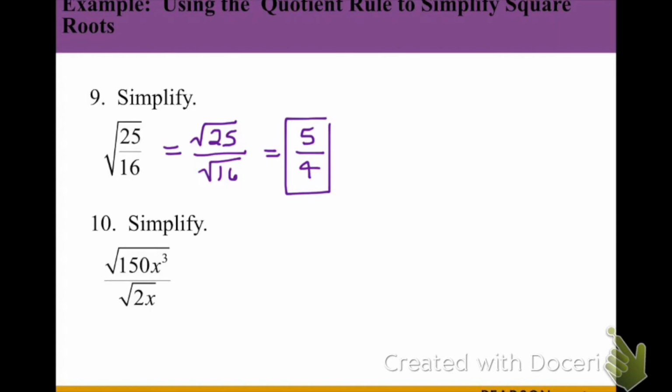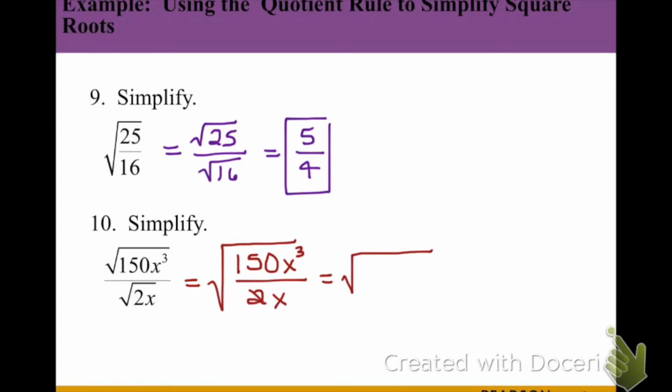Going the other way, notice in the denominator is square root of 2x. We cannot break that down any, so we're going to work backwards and bring both the numerator and the denominator inside the same square root, giving us 150x cubed over 2x, which we can reduce. 2 goes into 150 75 times, so we get 75, and if we cross out 1 x in the denominator, that leaves us with x squared on top.